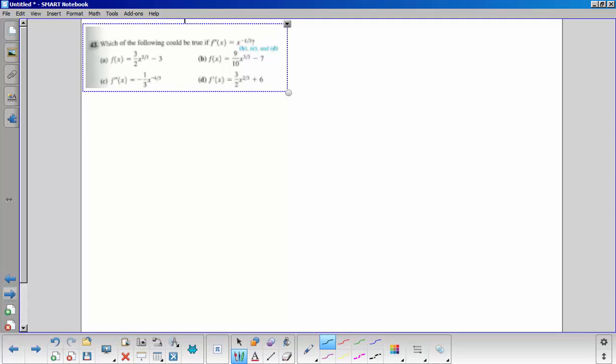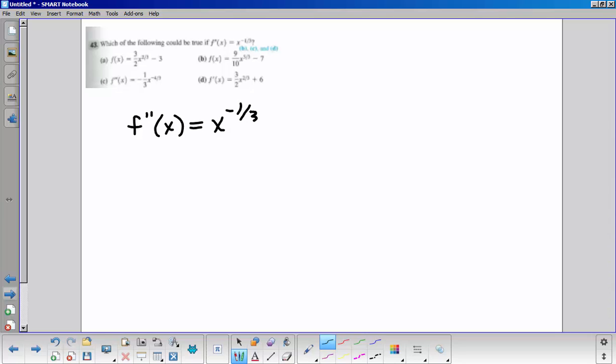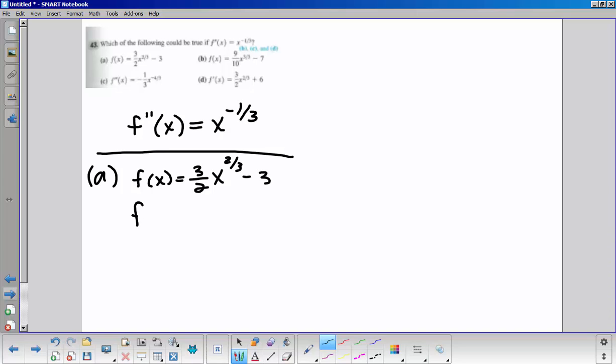Which of the following could be true? Does that say f prime or f double prime? F double prime. They're saying f double prime of x is equal to x to the minus 1/3, right? So, how do I find f double prime? First you take the first derivative, and then you take the second derivative, right? So let's take the first derivative.